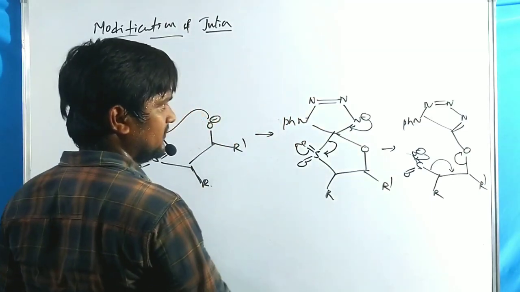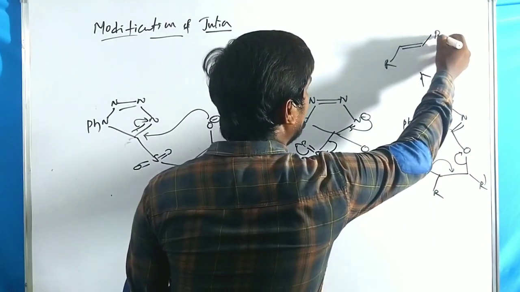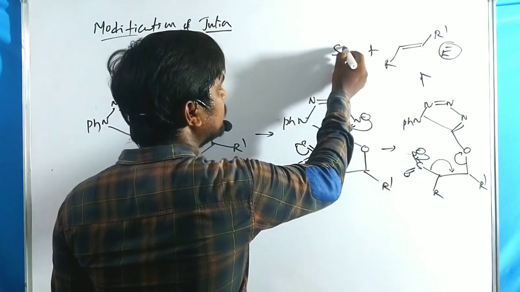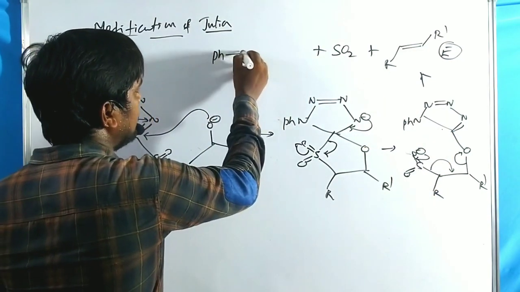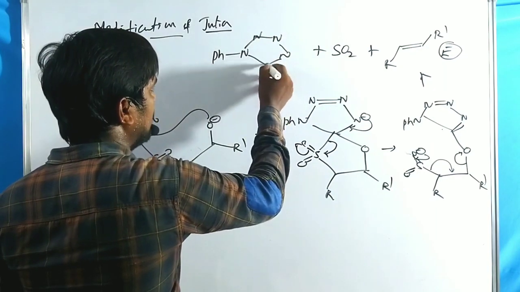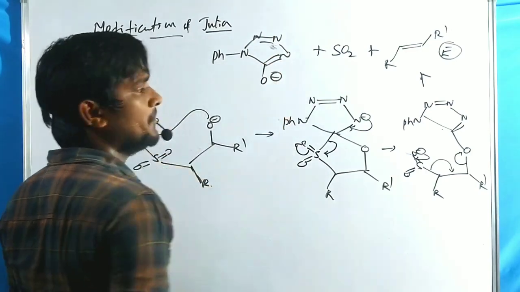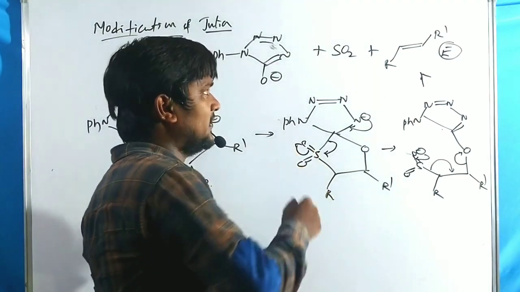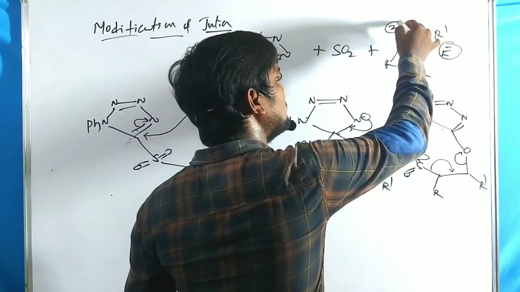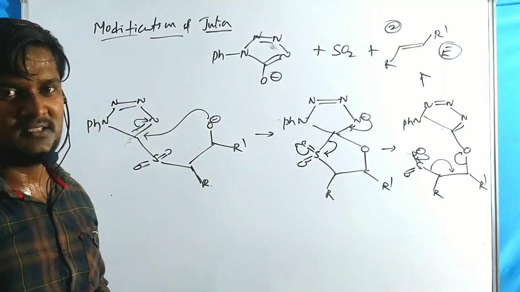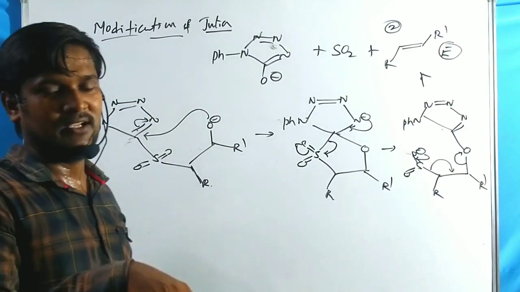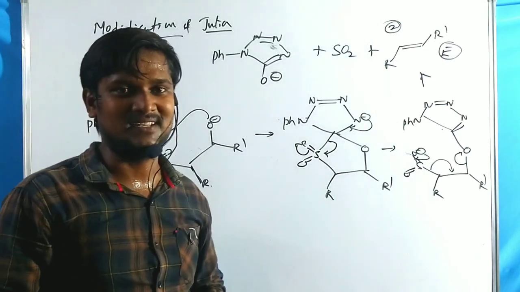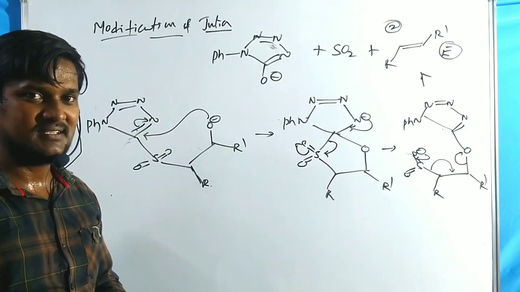Now it forms the O minus, and we get the groups R and R dash. Here it forms only the E isomer, plus it is eliminated as SO2, sulfur dioxide, and phenylated tetrazole oxide. These are the byproducts in the modification of Julia olefination. However, with the help of tetrazoles, it may be possible to prepare the Z isomer by maintaining the reaction conditions, solvent conditions, temperature, as well as surrounding atmospheric conditions. These are the Julia olefination reactions and its modification.